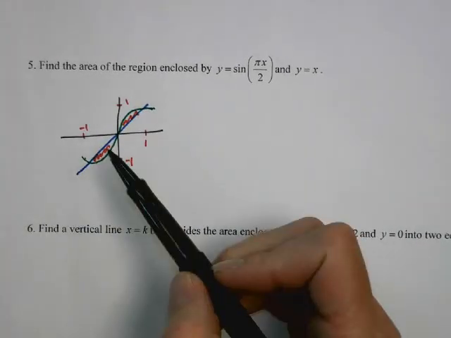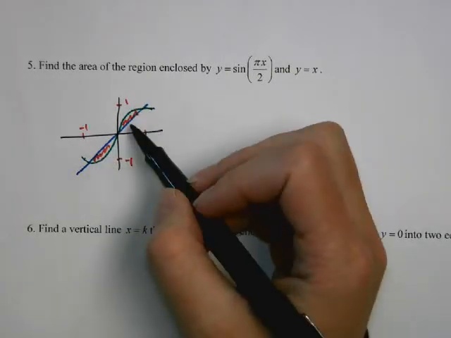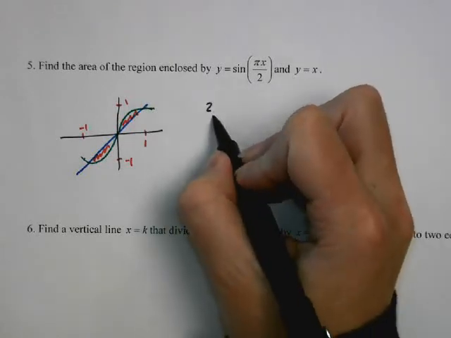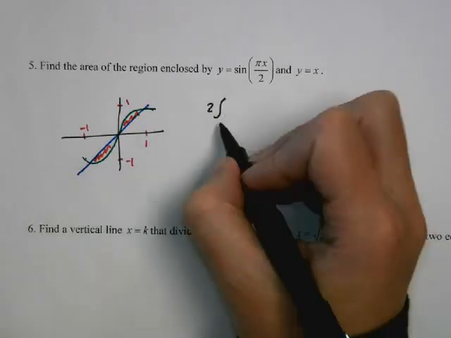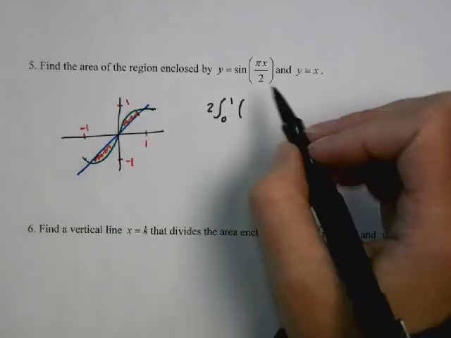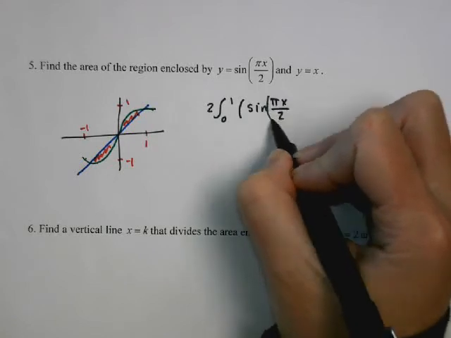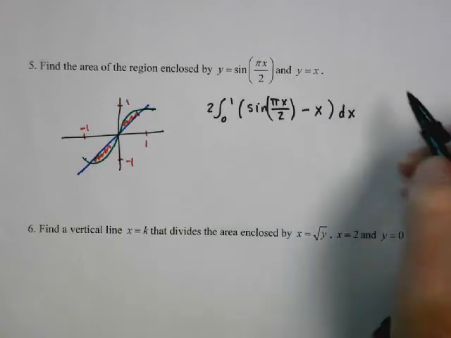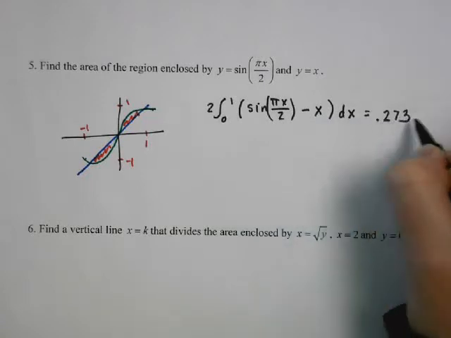So this is another one that either we'd have to break it up into 2 integrals or just double one of the integrals. So that's what I'm going to do. It saves us a little bit of work. So we're going to double the integral from 0 to 1. The top there is the sine pi x over 2. The bottom is x. Type that in our calculator, and we get 0.273.